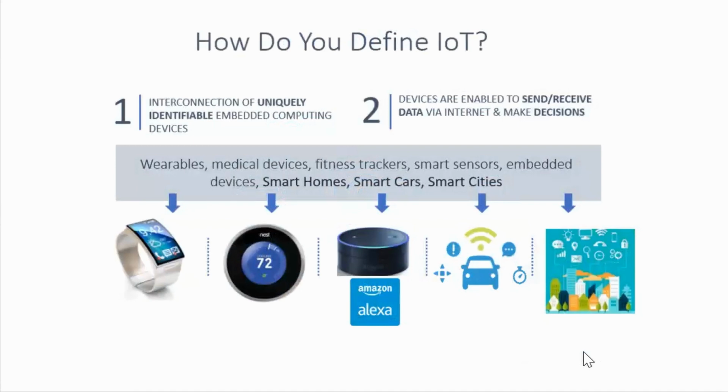So let's start with, how do we define IoT? So obviously we're familiar with wearables and Nest, Amazon. We have smart cars now. We have smart TVs, right? All of these things, we're surrounded by IoT.